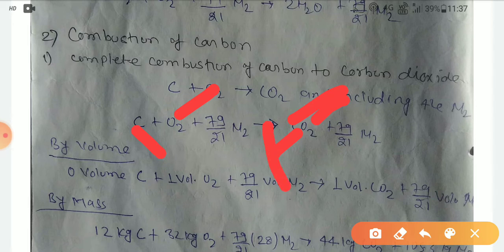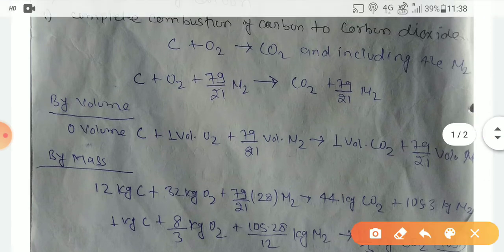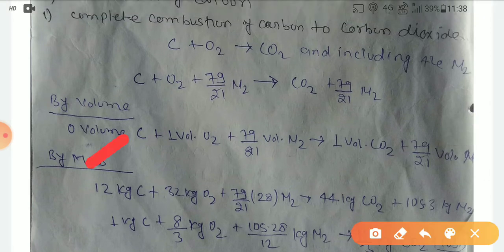So here I am writing by volume. Zero volume of carbon, because here I am only considering the gas basis, and carbon is not a gas. That's why I write zero volume of carbon and 1 volume of oxygen, because oxygen is in gas form, and nitrogen is also a gas. So 79 by 21 volume of nitrogen, to form 1 volume of carbon dioxide and 79 by 21 volume of nitrogen.